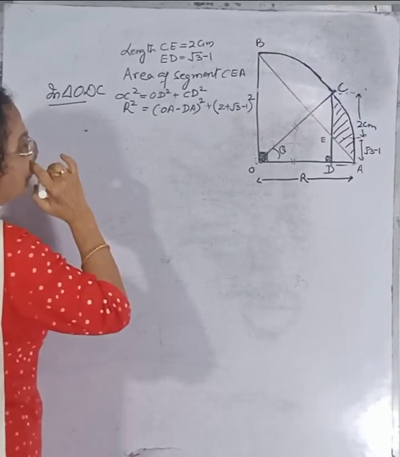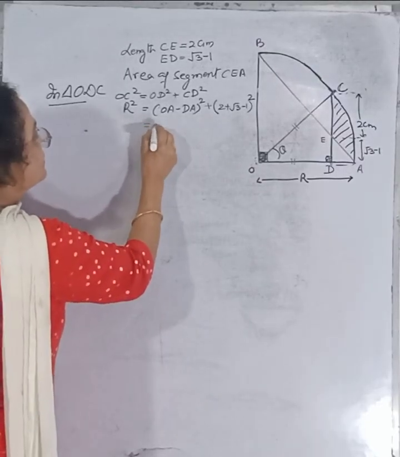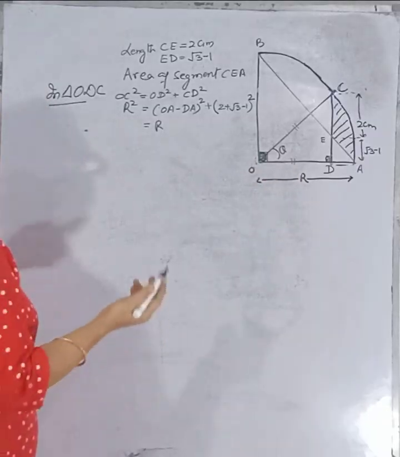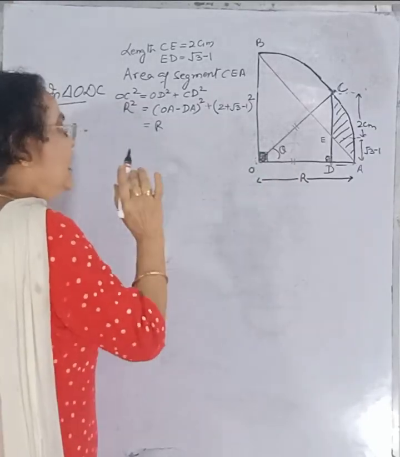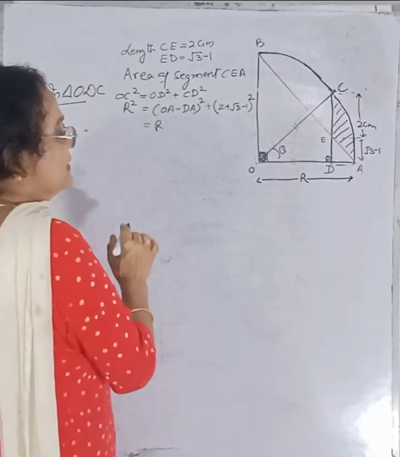Now, OA is equal to what? Radius R. And DA is still to be found. DA is not known to us, but DA can be obtained.